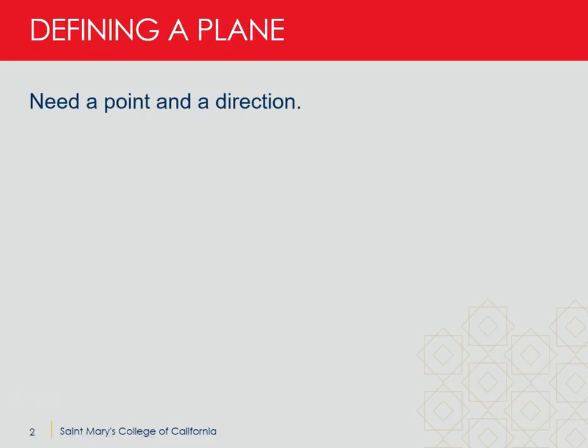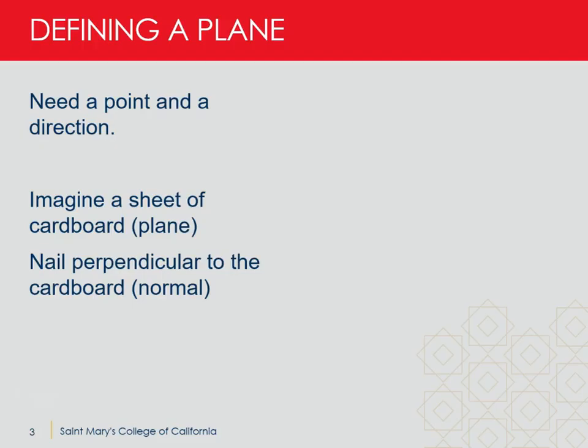Well, kind of like a line, we need a point and a direction. However, if we think about a direction in a plane, if you think about a pen line on top of a piece of paper, that piece of paper can actually rotate around that pen. That doesn't make that a unique direction for that plane. So it's a little bit more complicated than we had with a line, and I guess that makes sense.